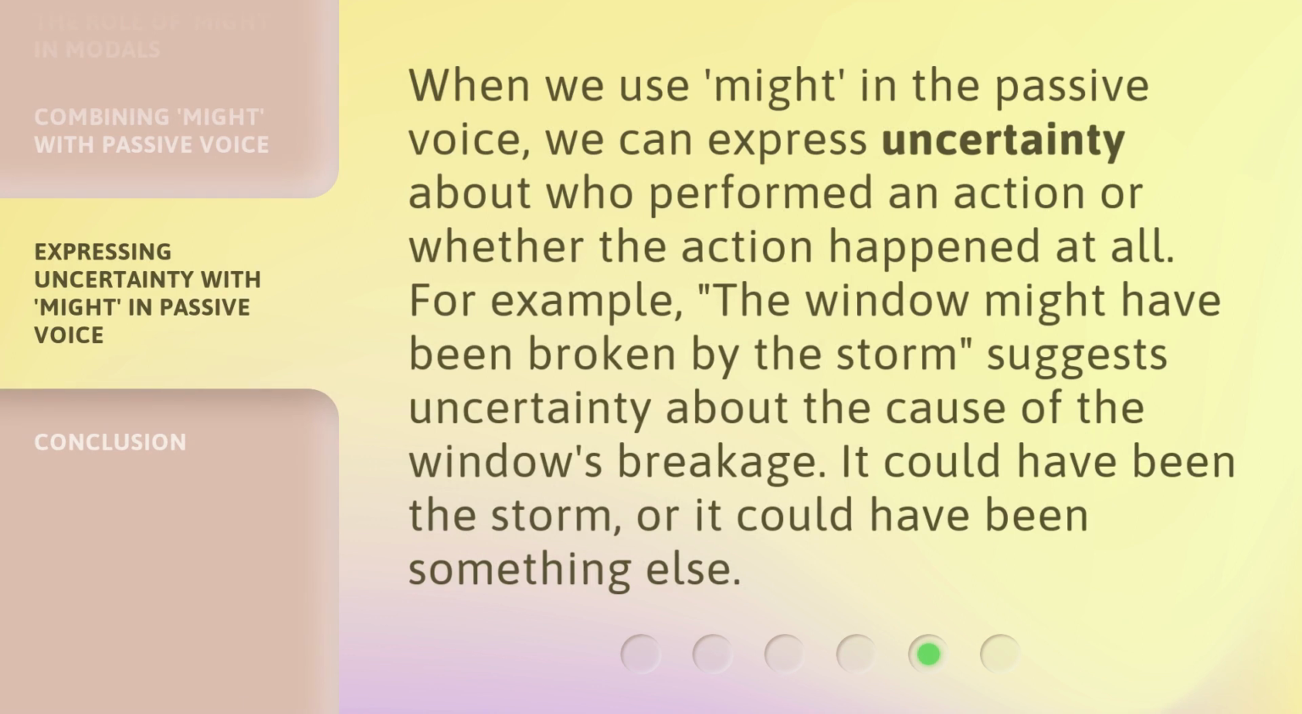When we use might in the passive voice, we can express uncertainty about who performed an action or whether the action happened at all. For example, "The window might have been broken by the storm" suggests uncertainty about the cause of the window's breakage. It could have been the storm, or it could have been something else.